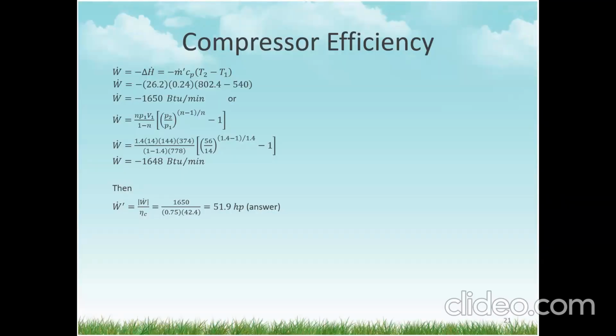So, ito yan. Now, in horsepower, work over the compressor efficiency is 1650 BTU per minute, absolute value, divided by 0.75 over 42.4. So, 42.4 is a conversion naman. Okay? So para yung BTU per minute, maging horsepower. So this is na 51.9 answer.